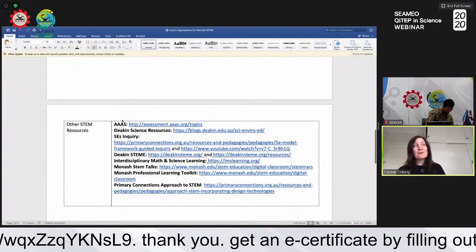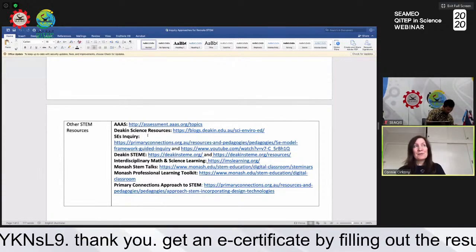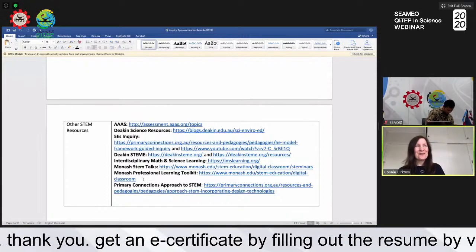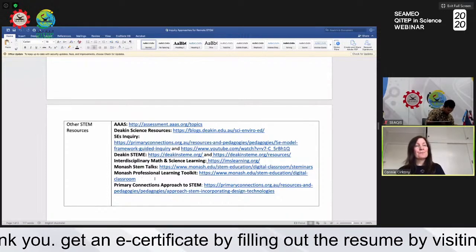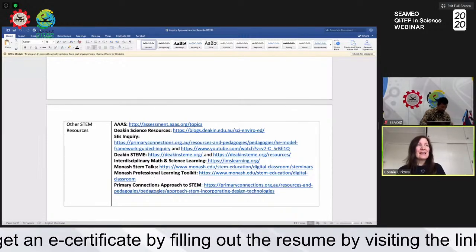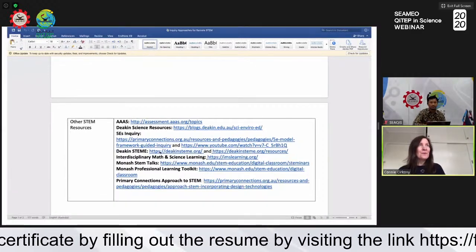And it also has some other STEM resources I talked about, like the AAAS, the Deakin Science resources, of course, the 5E videos that I've shown, as well as STEM resources from Monash University, and Primary Connections STEM.